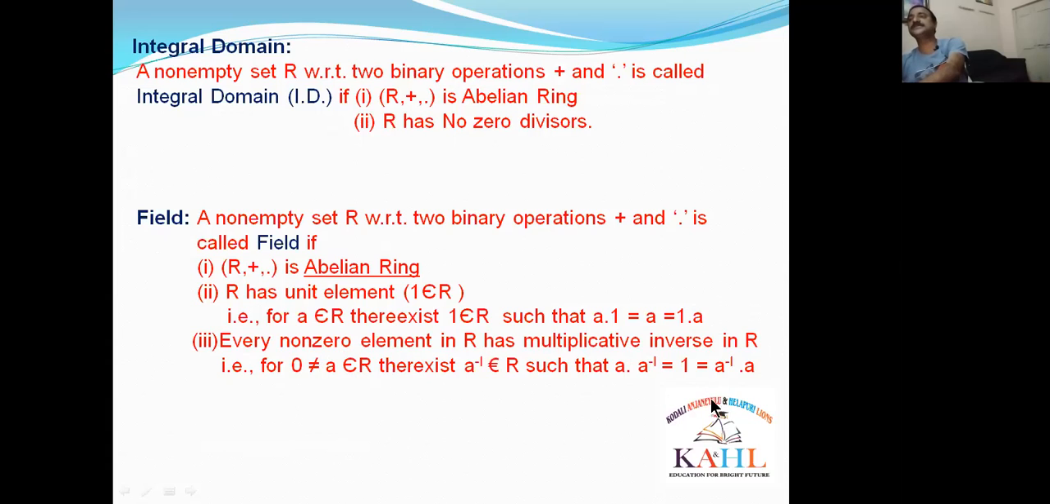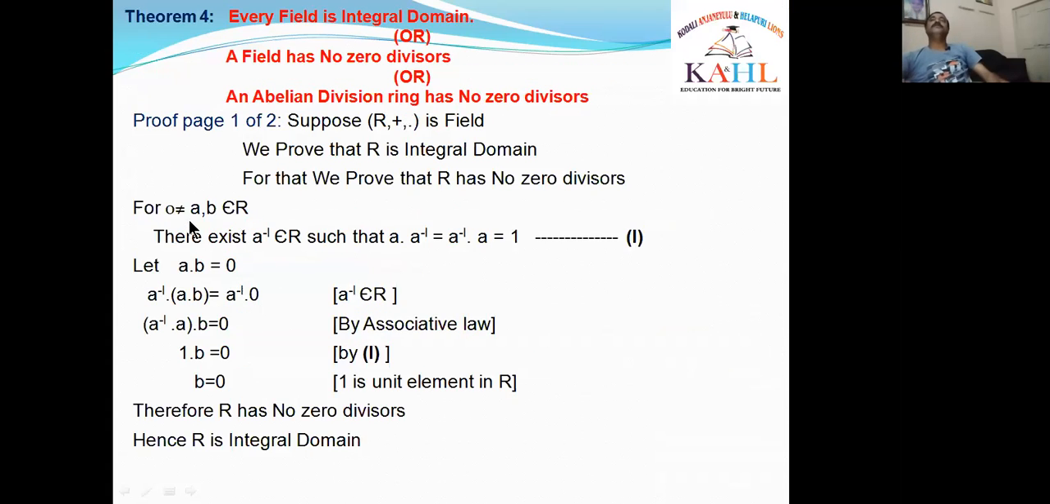I am writing this condition as it is in that theorem. For A not equal to 0 belonging to R, there exists A inverse belonging to R such that A inverse A equals A A inverse equals 1. Let it be 1. Now I am taking AB equal to 0. We want to prove R has no 0 divisors. That means if we take AB equal to 0, then we want to prove that either A equals 0 or B equals 0. Then only we say that R has no 0 divisors.